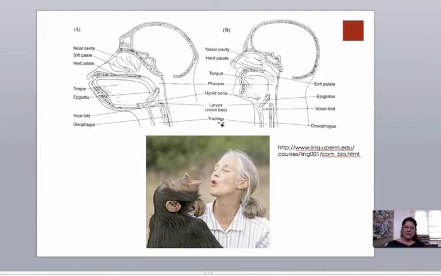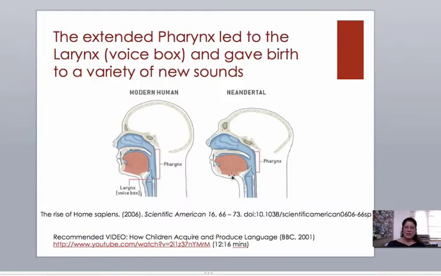We also know that because of the way that the voice box developed in human beings, here's Jane Goodall, she can speak like the ape, but the ape can't speak like she can, because she has the benefit of a specialized voice box. So because of this prolonged pharynx here, and because of the voice box, we are able to speak and to have a greater variety of sounds than other primates.